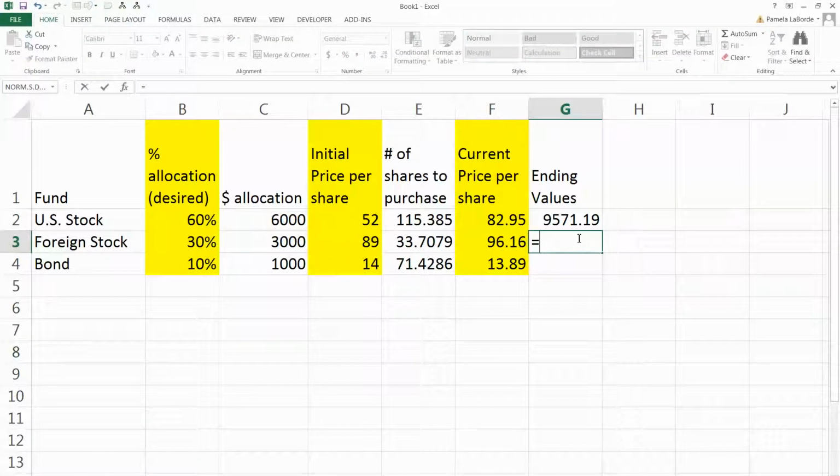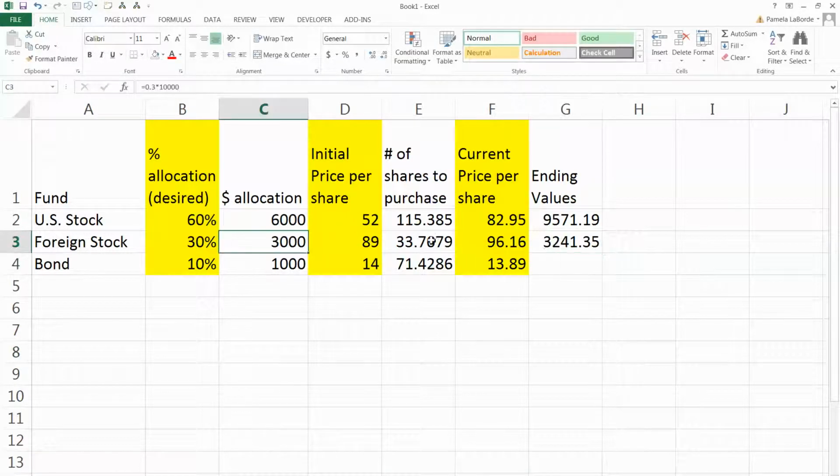For foreign stocks, I own 33.7079 shares. Multiply that by the current price per share of $96.16. So my $3,000 investment in that is now worth $3,241.